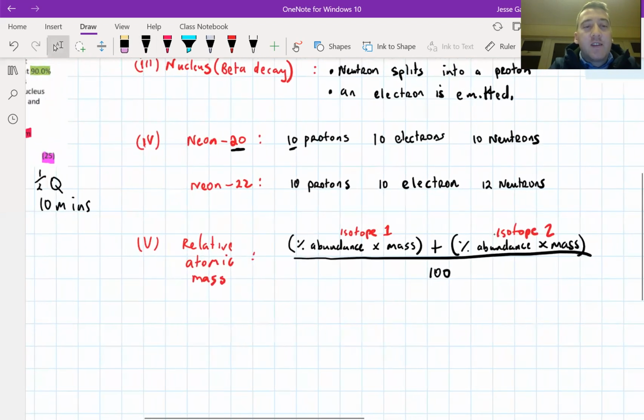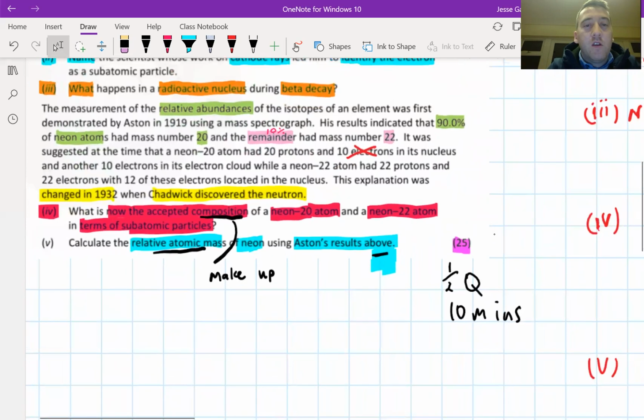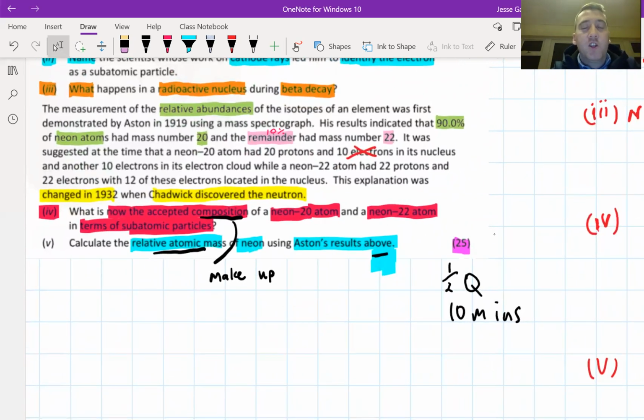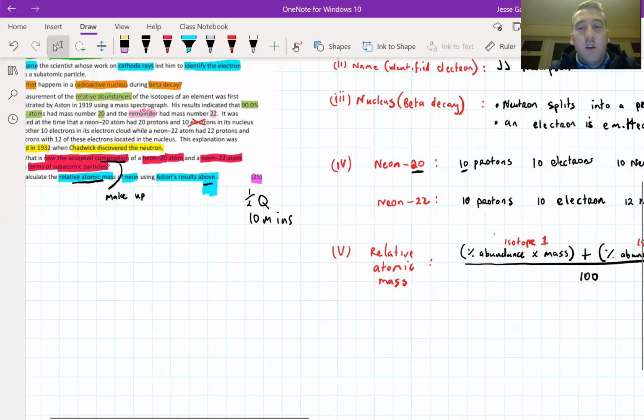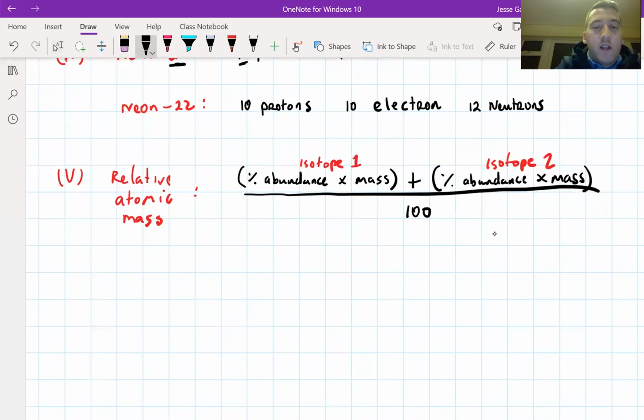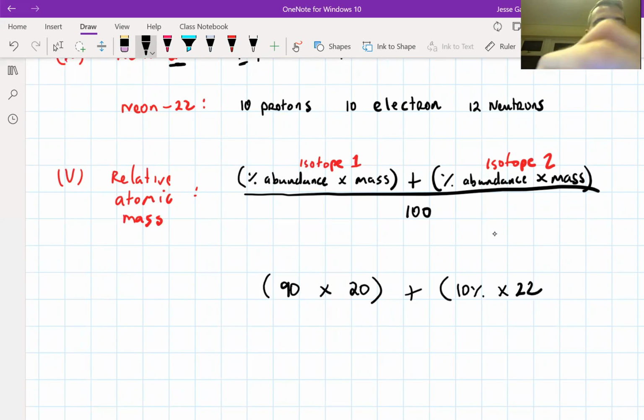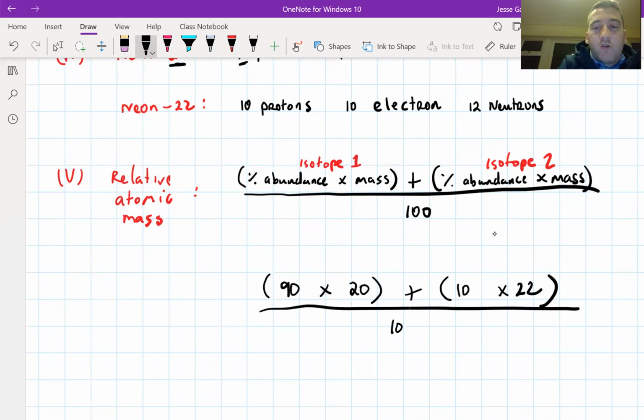So now that we have that, here is your information. Pause the video and go and finish that sum now. Okay, so you should only be playing if you have this finished. So what were we told? We were told that we had 90% of the neon with a mass of 20. So 90 times 20 was isotope 1. And then the rest was 10% of the neon, which is neon 22. Sorry, I don't need that percent there. So 10 by 22. And all of that we take and we divide by 100.